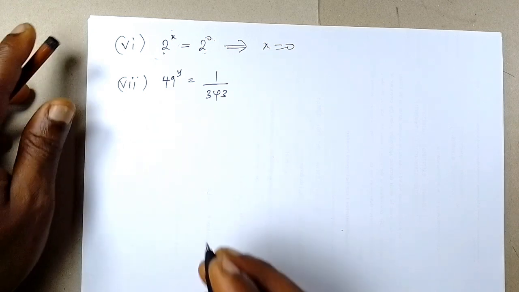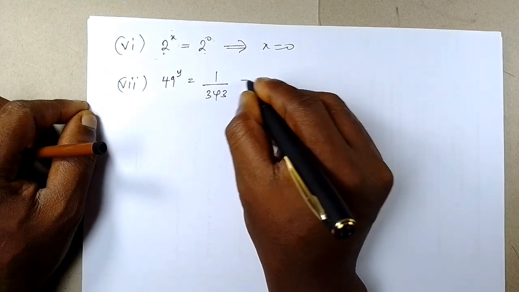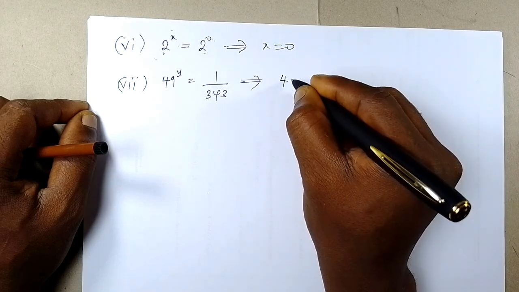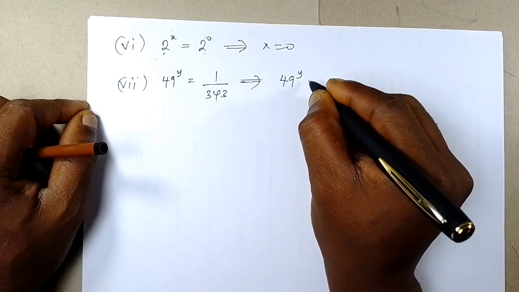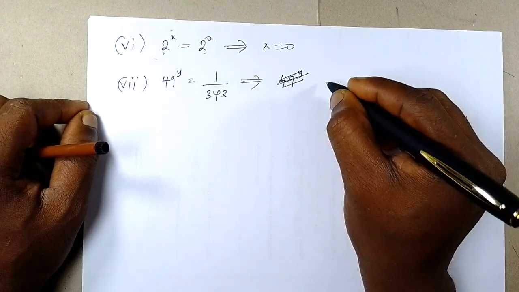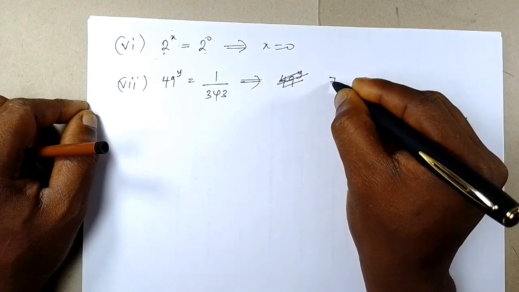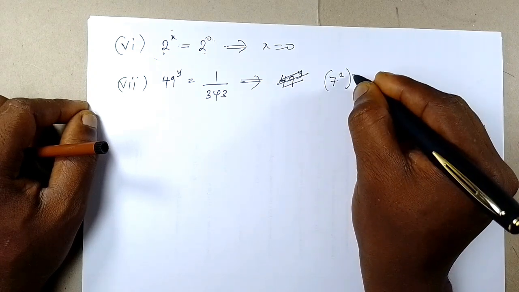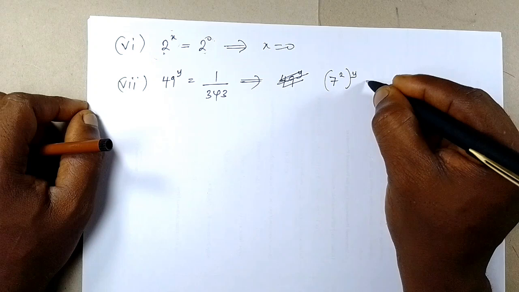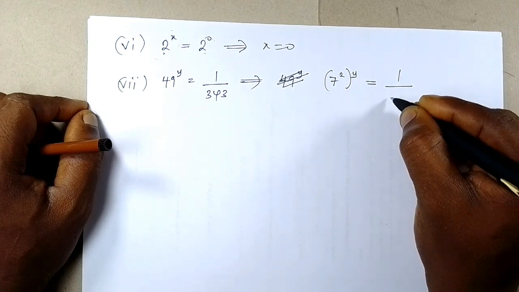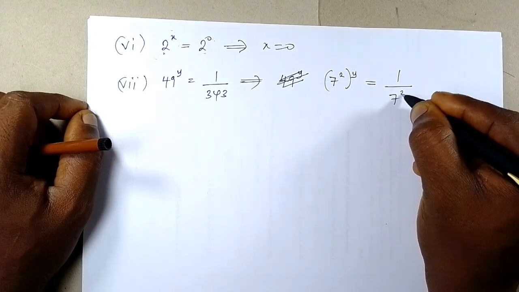Looking at it, I'm going to do this. For this particular problem, I'm going to have 49 raised to y here. Let's rather start with 49, which can be written as 7 raised to power 2. So I'm going to put 7 raised to power 2 in place of 49. And on this side, I'm going to put 1 over 343, which is 7 raised to power 3.